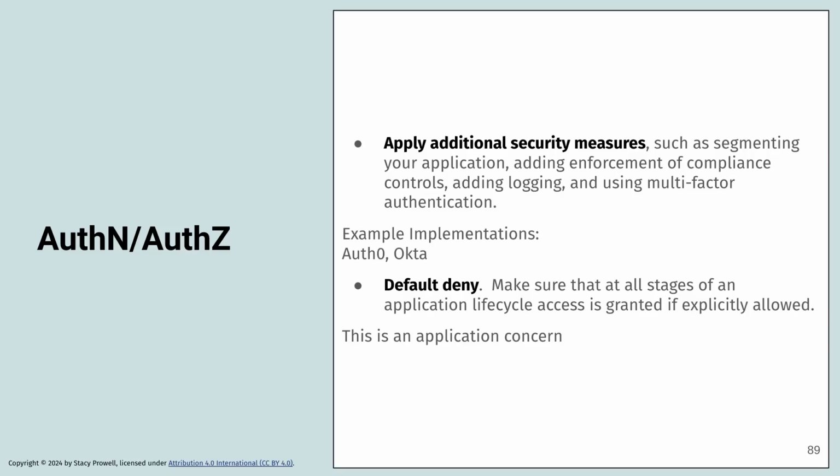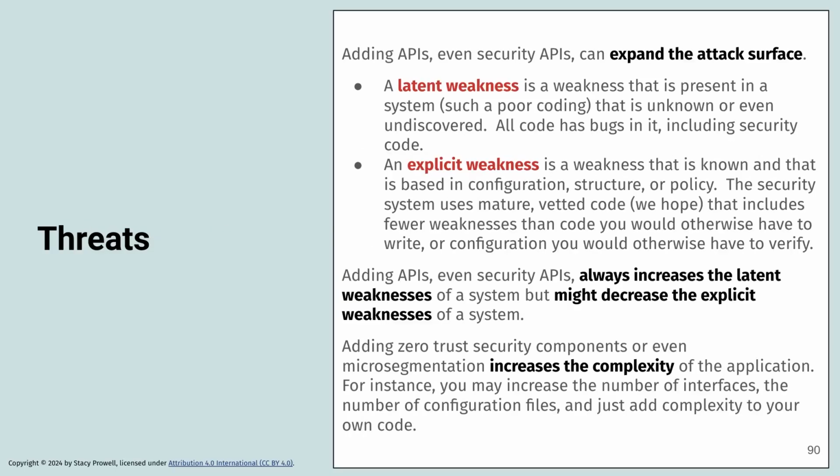Default deny, right? Make sure that at all stages of an application lifecycle, we only grant access if it's explicitly allowed, right? Our default condition is to say, no, you can't do that. And you have to then prove to us that you should be able to do it, and then we say, okay, then you can do it this time, and then repeat. You've got to then re-authenticate each time you want to do it. Okay, these are all application concerns.